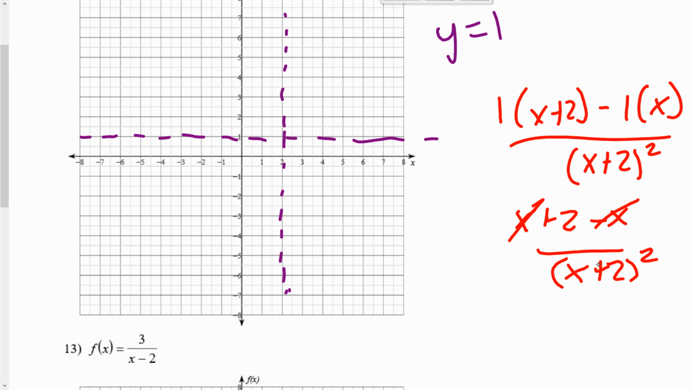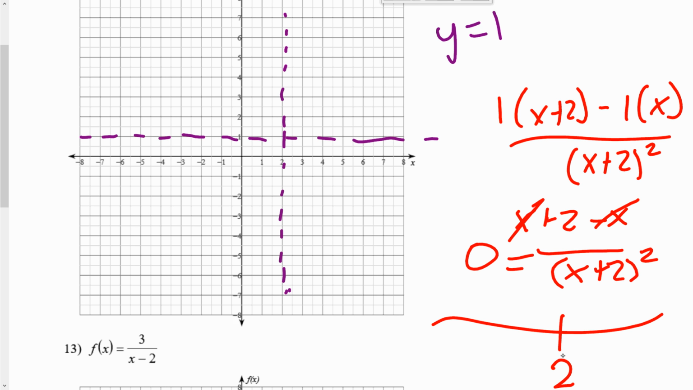So on this one, when I set my derivative equal to 0, there's no x's that are going to make this 0, right? Because I just have a 2 on the top. So there's no x's that I can test in the first derivative. So then what I can do is just test the vertical asymptote. So I plug that in, which is 2, not 0.